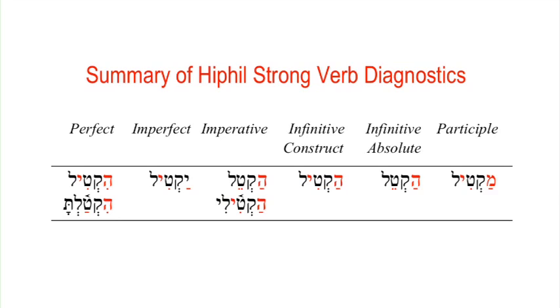Meaning this: once you memorize the forms you see on the screen, the diagnostic features, identification of the Hiphil stem is pretty easy. The diagnostic features are bold and distinct. And so once you master them, finding a form in the context in the Hebrew Bible and identifying it as Hiphil shouldn't be too much trouble.